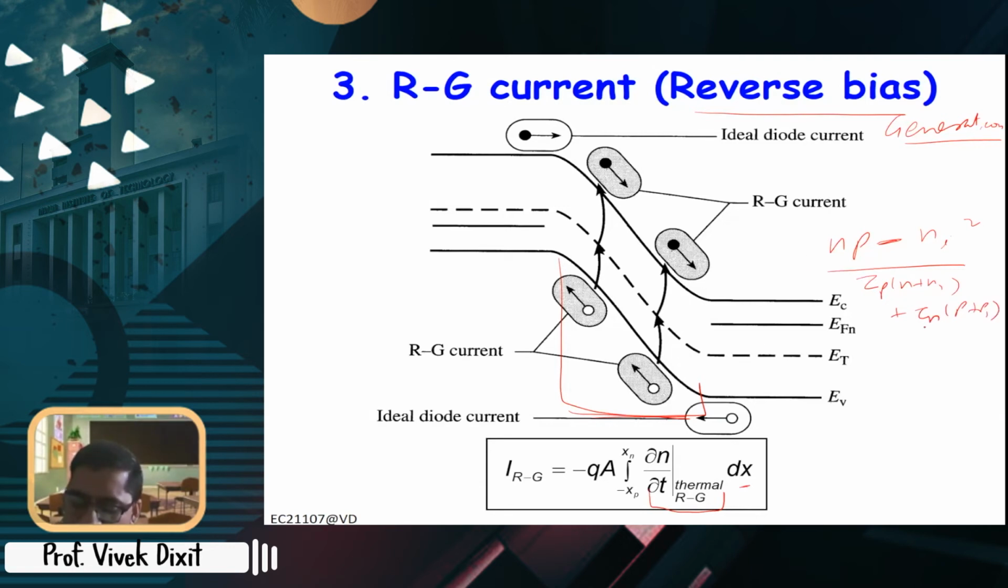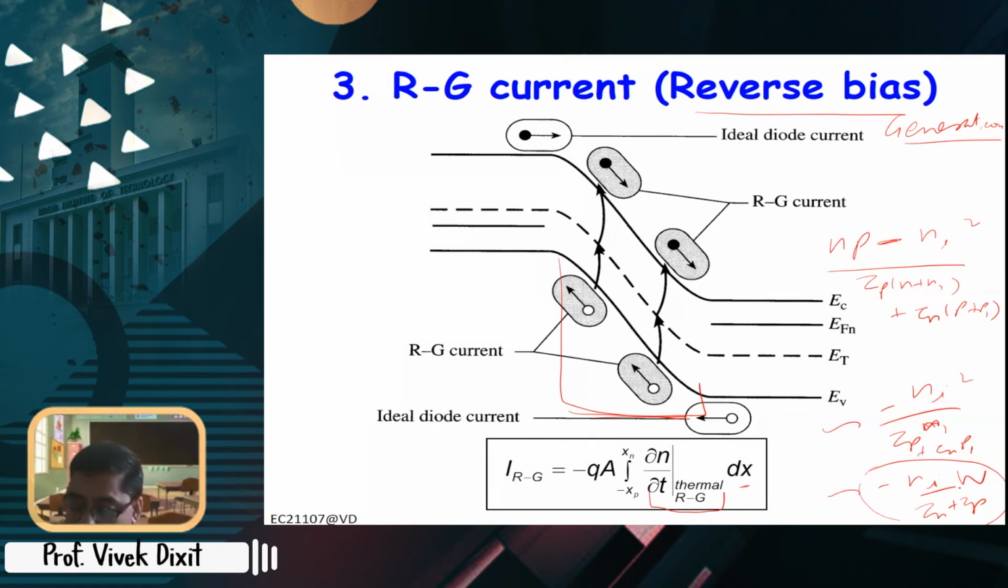Now here np is quite small, so you can approximate this as minus n_i squared divided by (tau_p times n_1 plus tau_n times p_1). Now for the case where your trap level is just in the middle, n_1 and p_1 are almost equal to n_i, right? So this is basically minus n_i by (tau_n plus tau_p), right? So this will be your generation rate here, and then you multiply by dx and you will get the generation current. The length is basically W, the width of the depletion region.